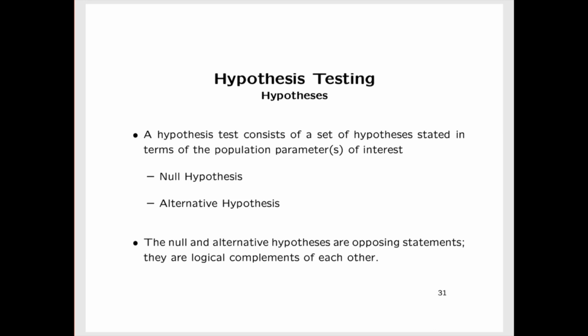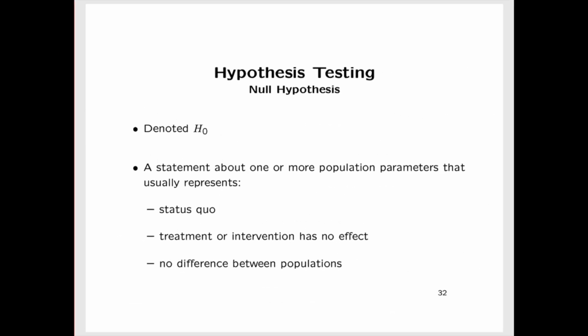As we said before, the two hypotheses are the null hypothesis and the alternative hypothesis. Now, the null and alternative hypotheses are constructed in such a way that they are opposing statements or opposite statements. In other words, they are logical complements of each other. And so exactly one of the two statements is true.